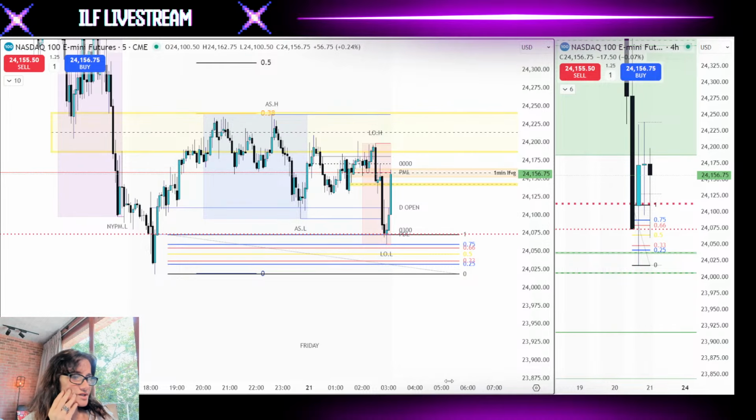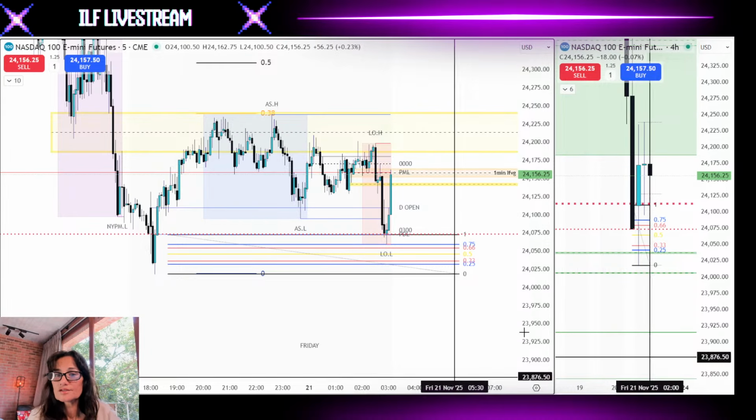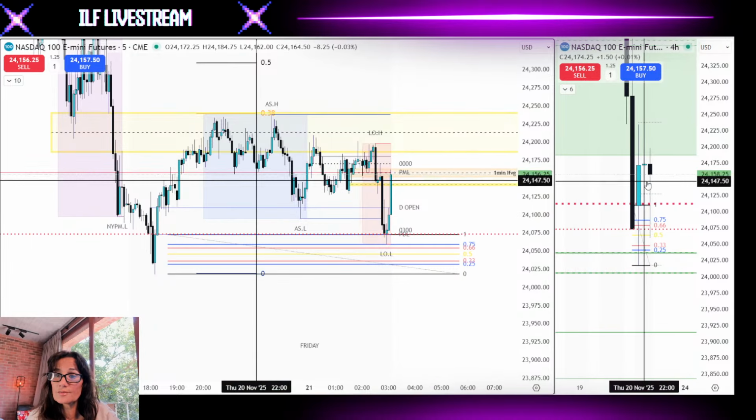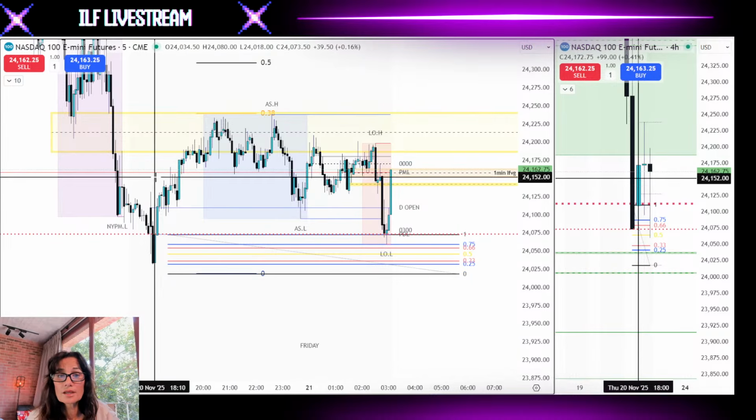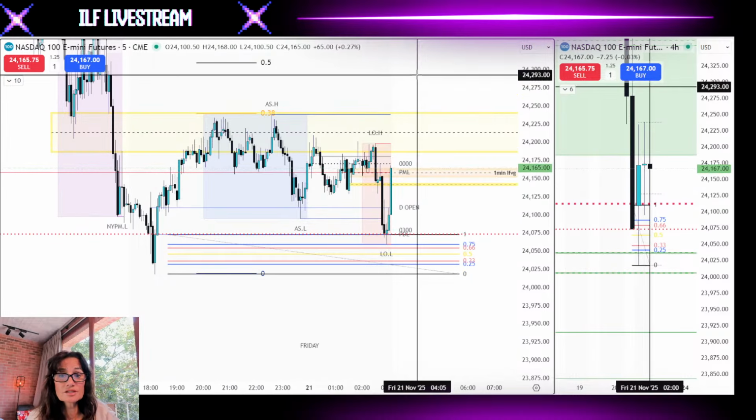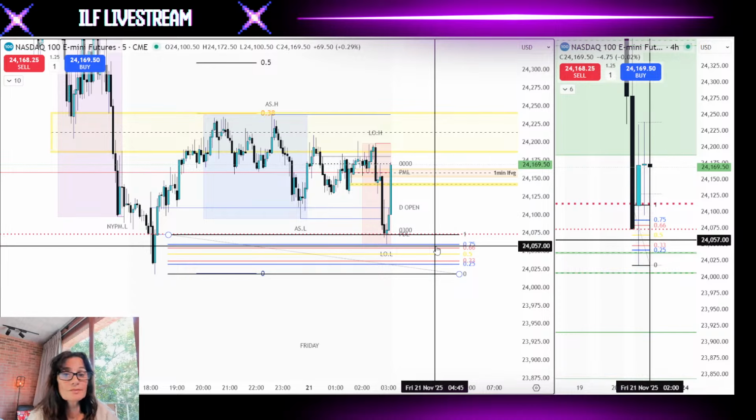I'm just very careful with this market, guys. I just cannot help it. So this might be the wick, the manipulation wick of the 4-hour candle now. So we might get it. It might go accumulation, manipulation, distribution.